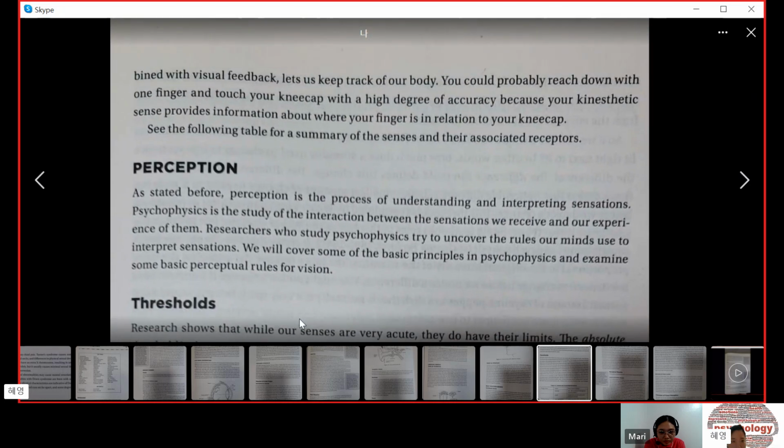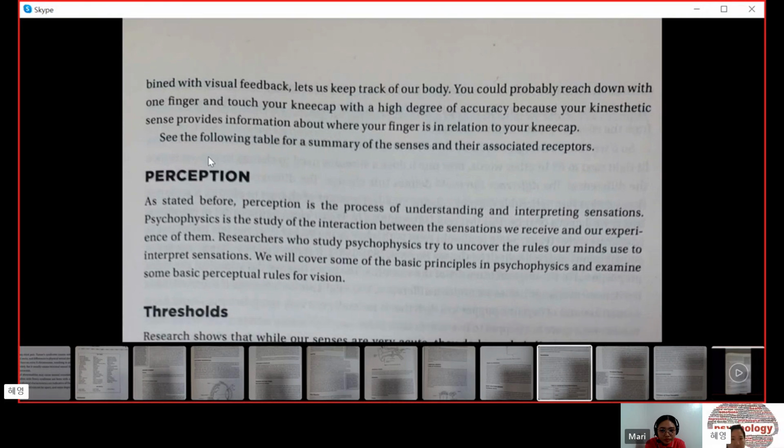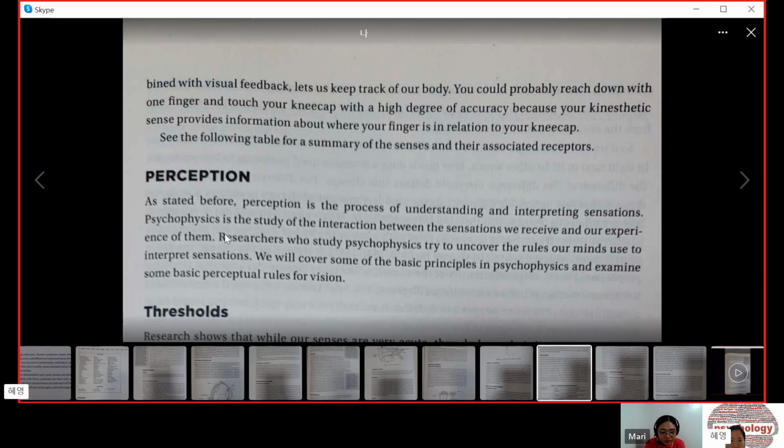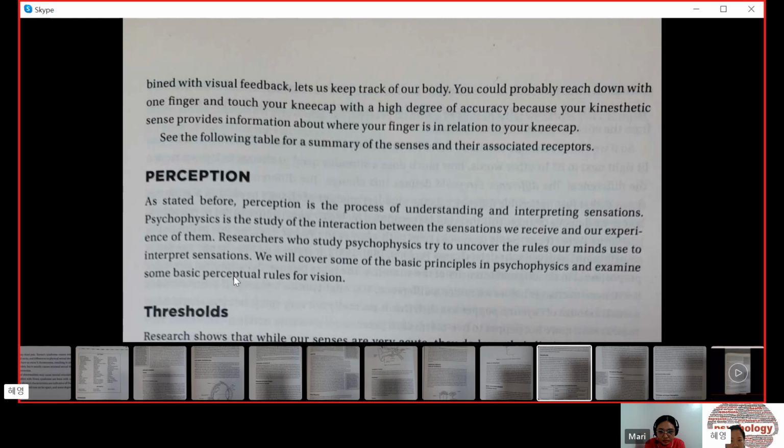This information, combined with visual feedback, lets us keep track of our body. You could probably reach down with one finger and touch your kneecap with a high degree of accuracy because your kinesthetic sense provides information about where your finger is in relation to your kneecap. See the following table for a summary of senses and their associated receptors.